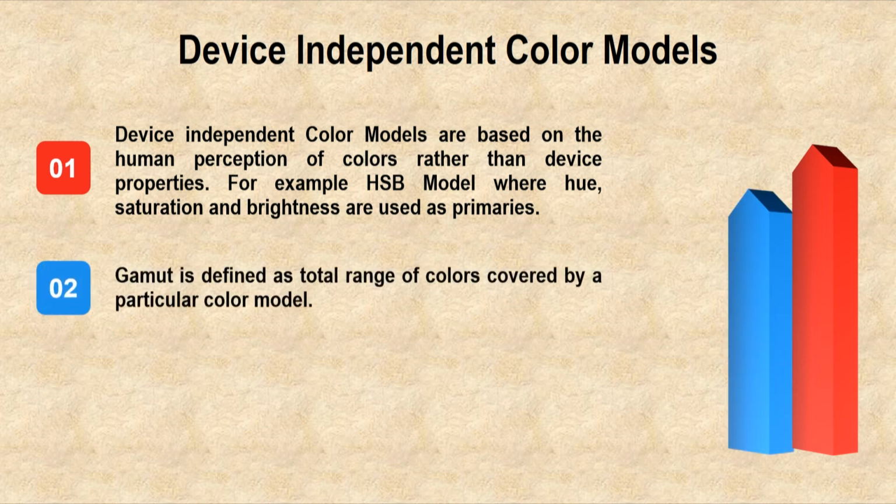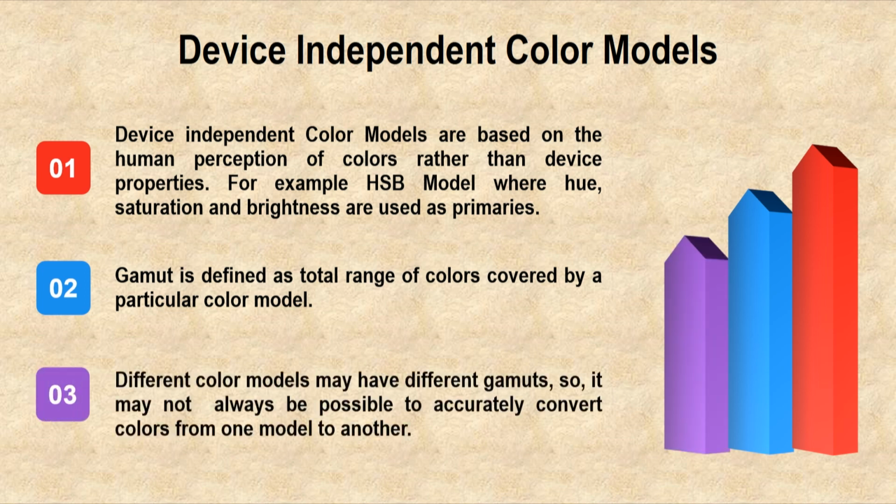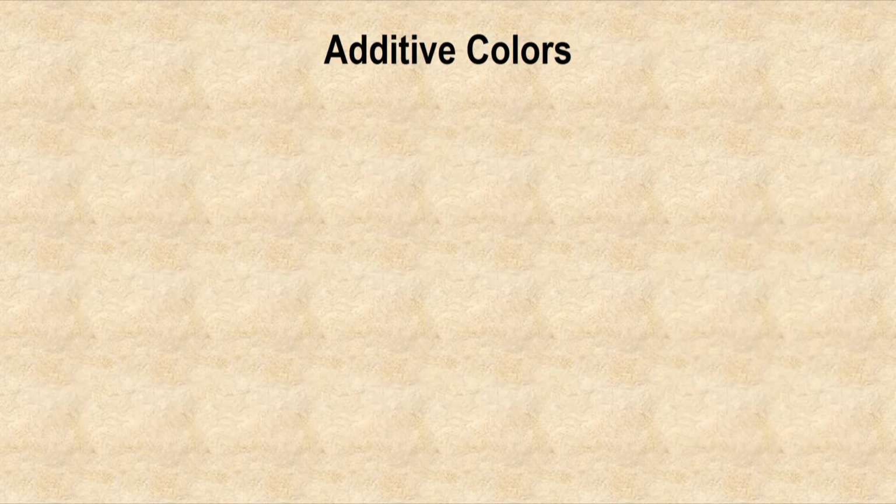Gamut is further defined as the total range of colors covered by a particular color model. So, different color models have different gamuts. So, it may not always be possible for us to accurately convert a color from one color model to another color model. Additive colors.